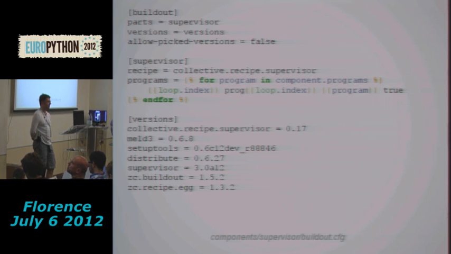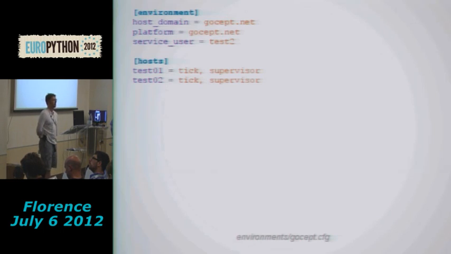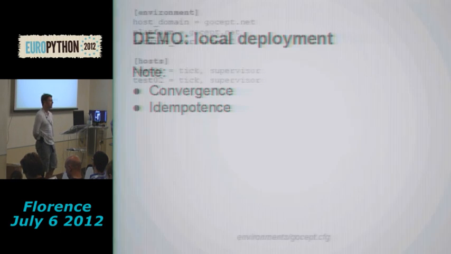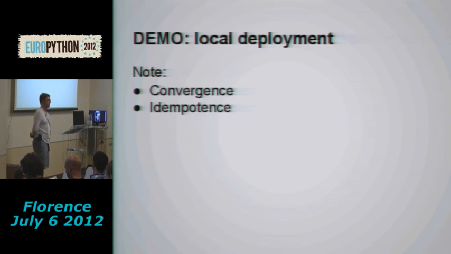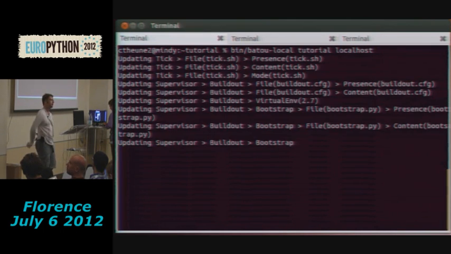And to get to the environment, this is the local environment to deploy it. We just say tick and supervisor run on localhost, and the remote one means we're going to deploy it to machines in the ghost.net domain, and both are going to run both. In the local deployment, you're going to see convergence and idempotence at work. There's a utility called Bateau local, and I pass it the environment and which host to realize here at this point, and you see that it's doing stuff.